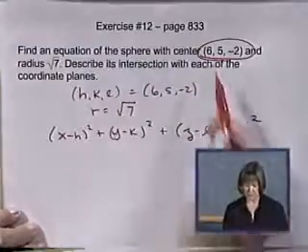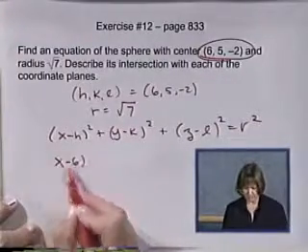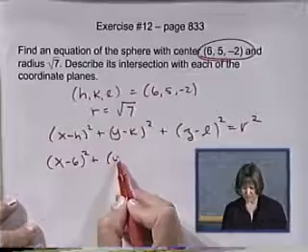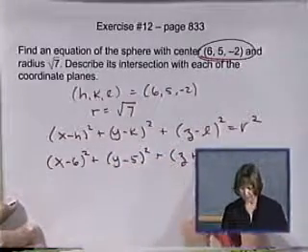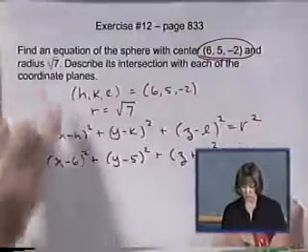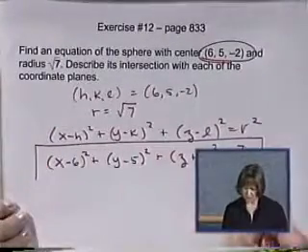That goes in for your center. So 6 goes in for h, 5 goes in for k, and negative 2 goes in for l, and r squared would be 7. And this is your equation.